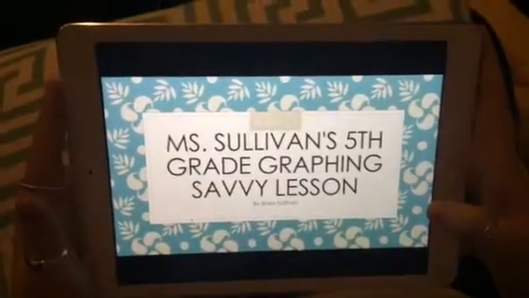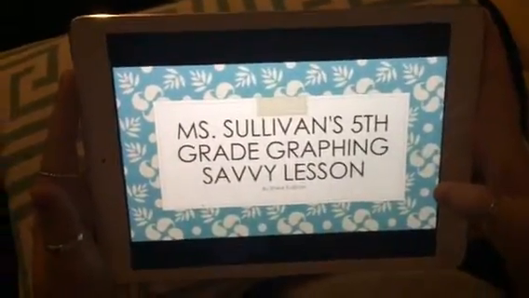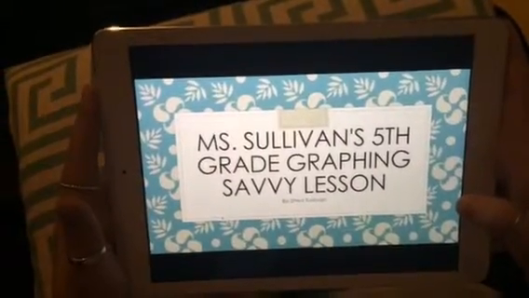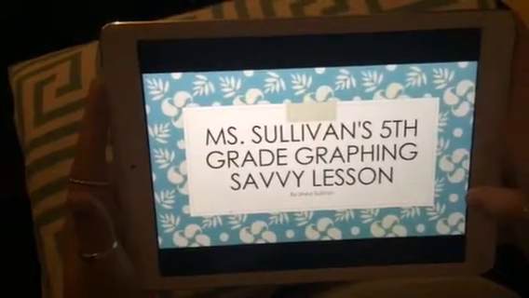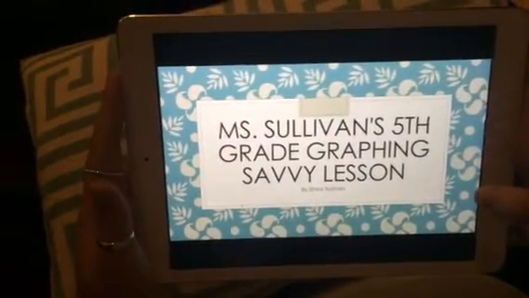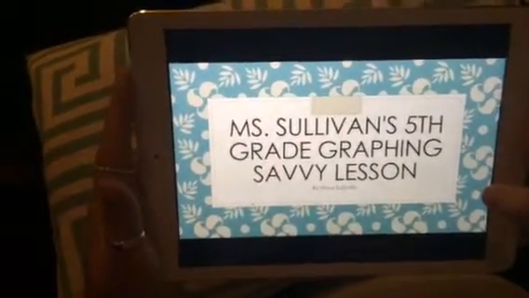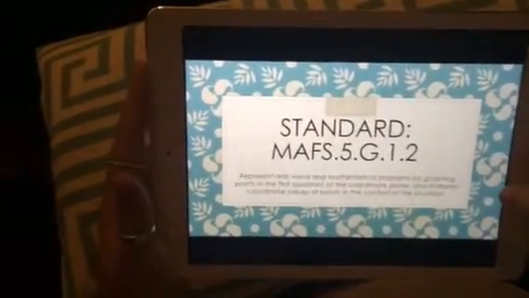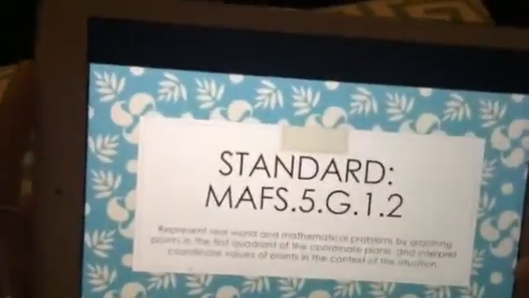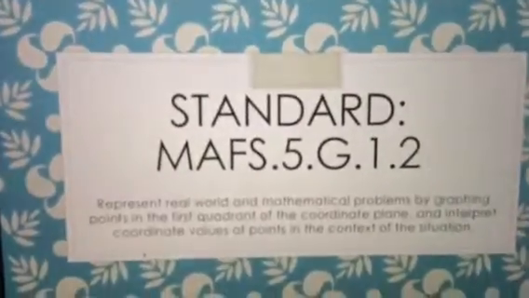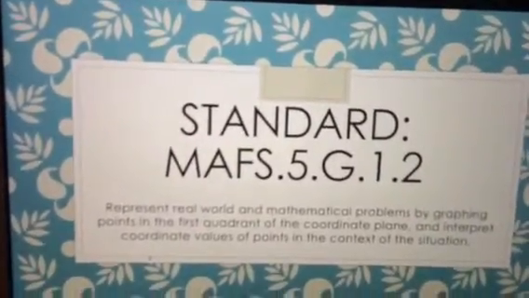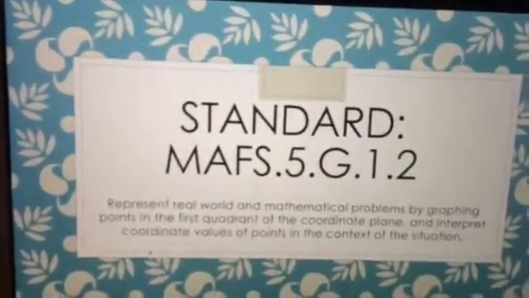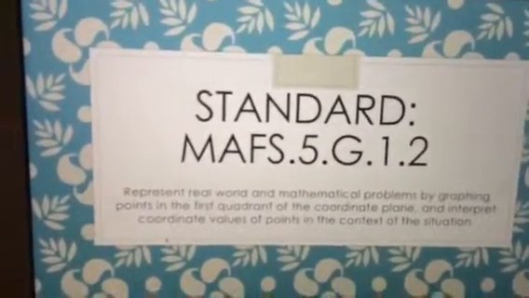This is my EDU 462 iPad project, which was done on PowerPoint since I was unable to use Keynote. My lesson is for 5th grade and it's on graphing. So this is my standard, MAFS.5.G.1.2. Represent real-world and mathematical problems by graphing points in the first quadrant of the coordinate plane and interpret coordinate values of points in the context of the situation.